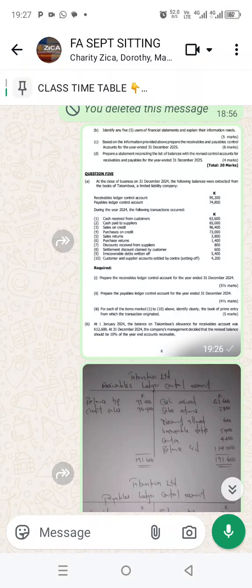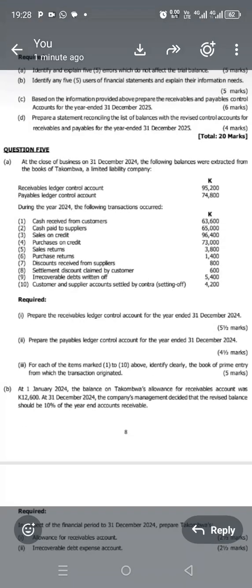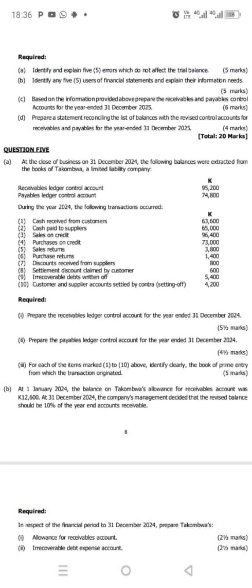Okay, so we are now proceeding by preparing these control accounts, the receivable ledger control account as well as the payables ledger control account. So we are going to read through the question there. As you can see here, this is question 5.